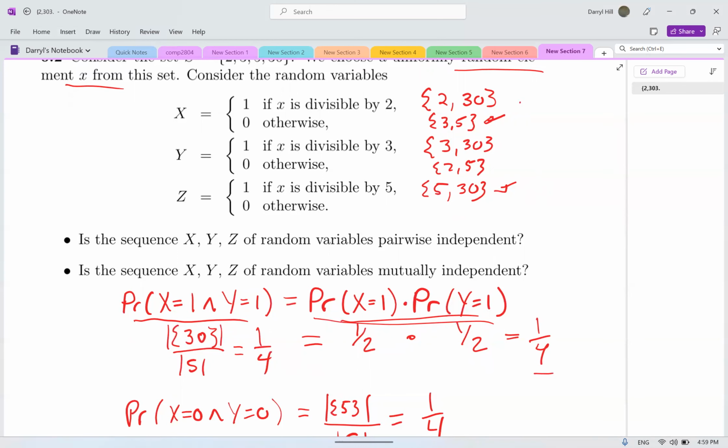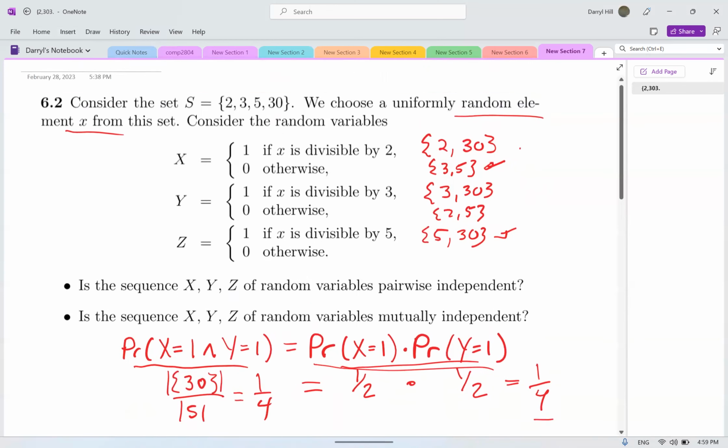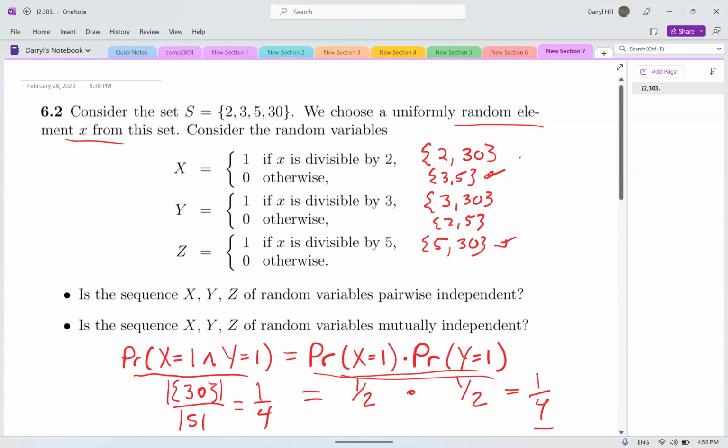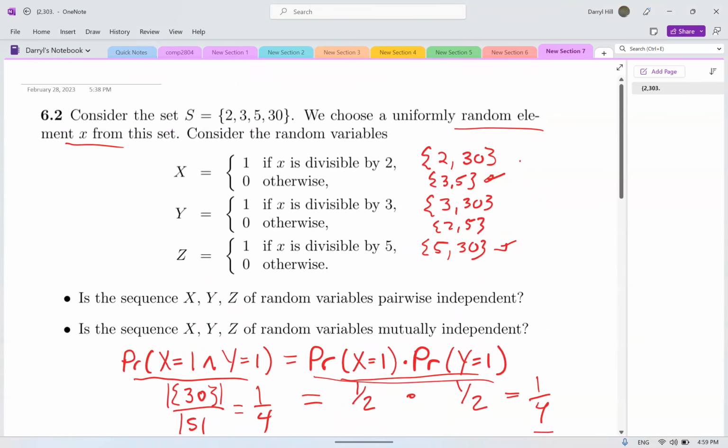Okay. All right, so now we want to show that they're mutually independent, or not, right? So if we can find values for X, Y, and Z such that they all can't be true at the same time, or all non-empty at the same time, then we're essentially done. Okay, so let's say I want a number that is not divisible by 2, is also not divisible by 3, and is not divisible by 5.